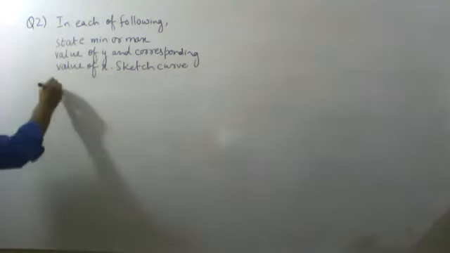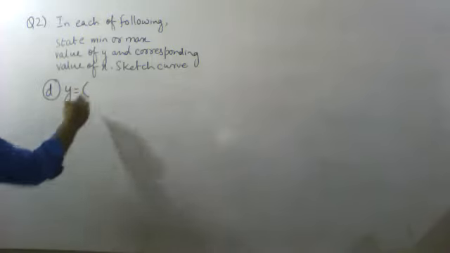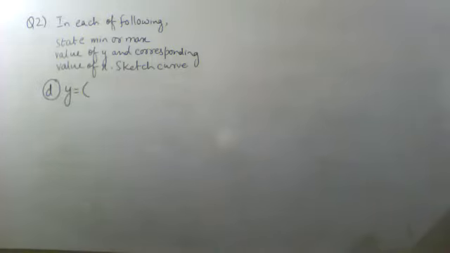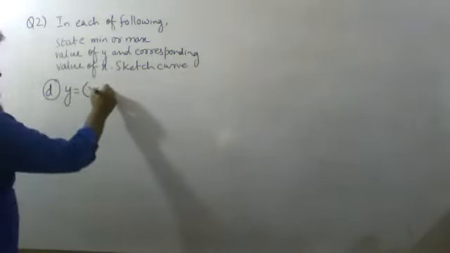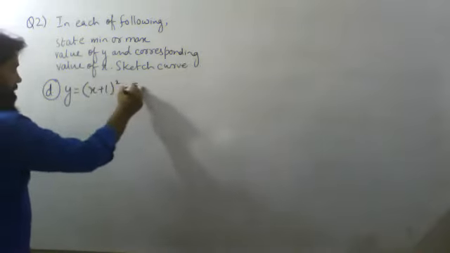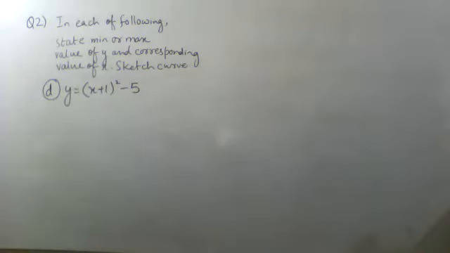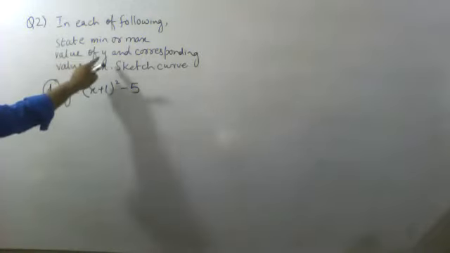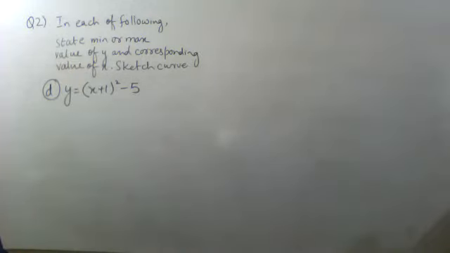Question number 2b, y equals (x plus 1) whole squared minus 5. They have told us to sketch the curve. I have to sketch the curve. I have to get the minimum or maximum value of y and the corresponding value of x.